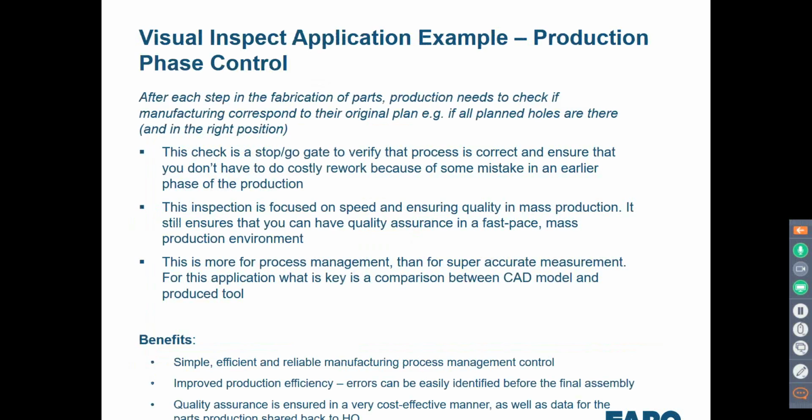So let's talk about another application where we have some production phase control. After each step in the fabrication or production, we need to check if the manufactured item corresponds to the original. And as Oliver mentioned, are the holes there? Are they there, but in the wrong position? Are they in the wrong orientation, etc.? So this is an absence presence check, and basically a go, no-go gate to verify that you've done what you're supposed to do.